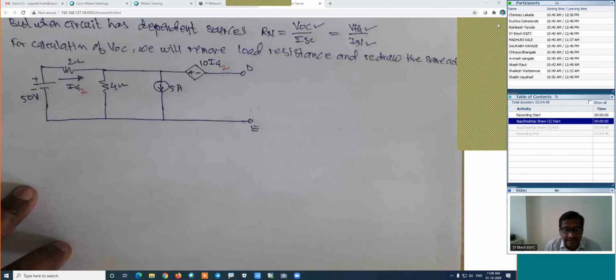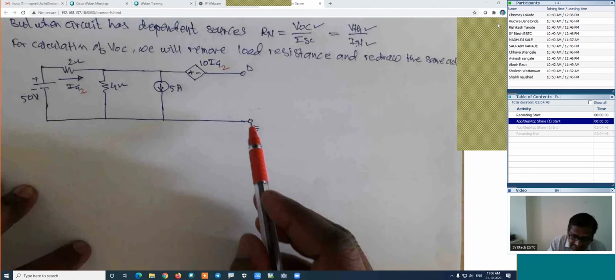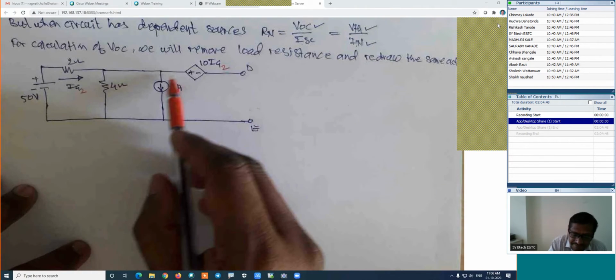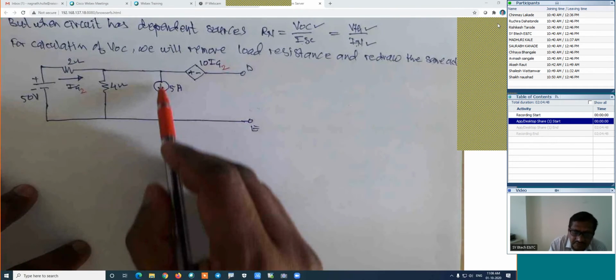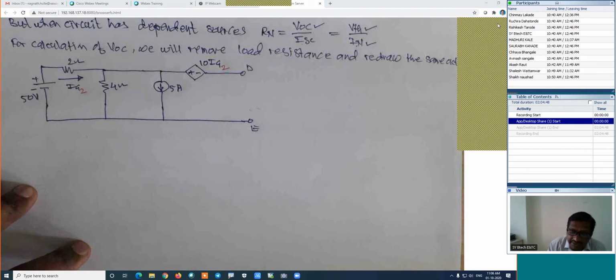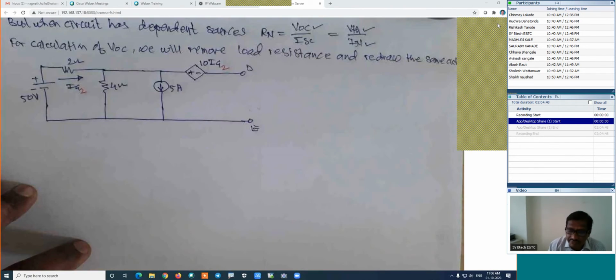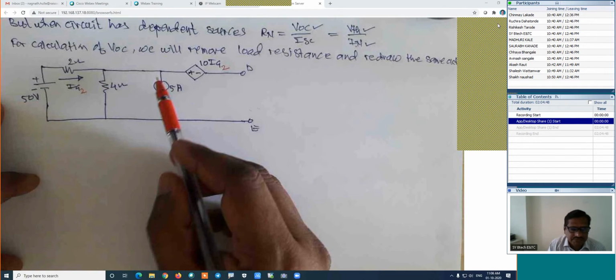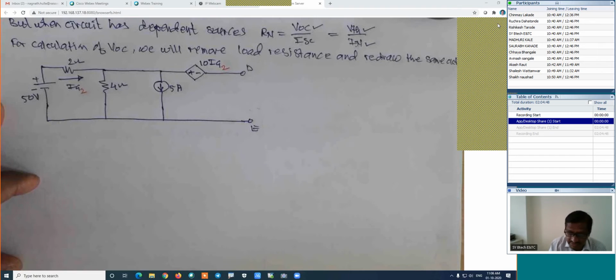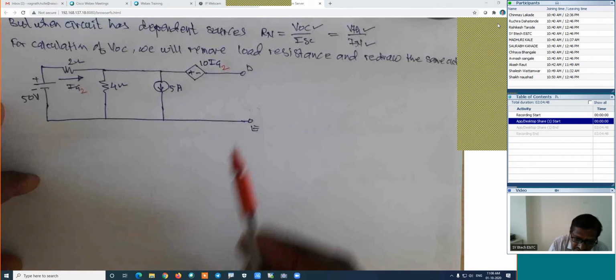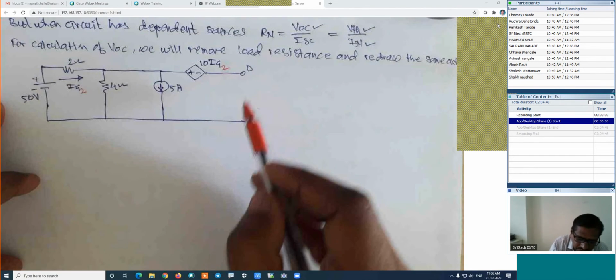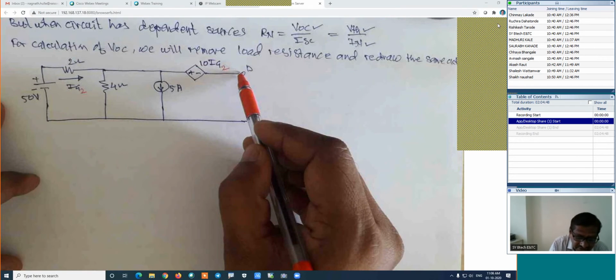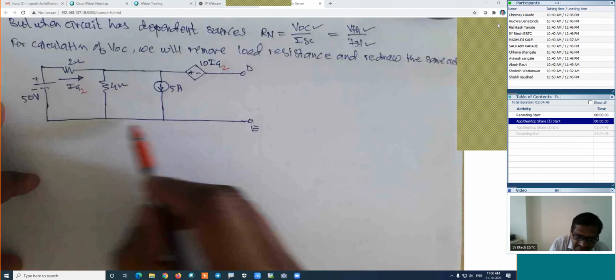Now look at how we will calculate this voltage. If we are traveling from E towards D using this path, we are not able to find its VOC, because we don't know the voltage across the current source. Is it right? That's why we are not able to use this path. Now we have to use another path.